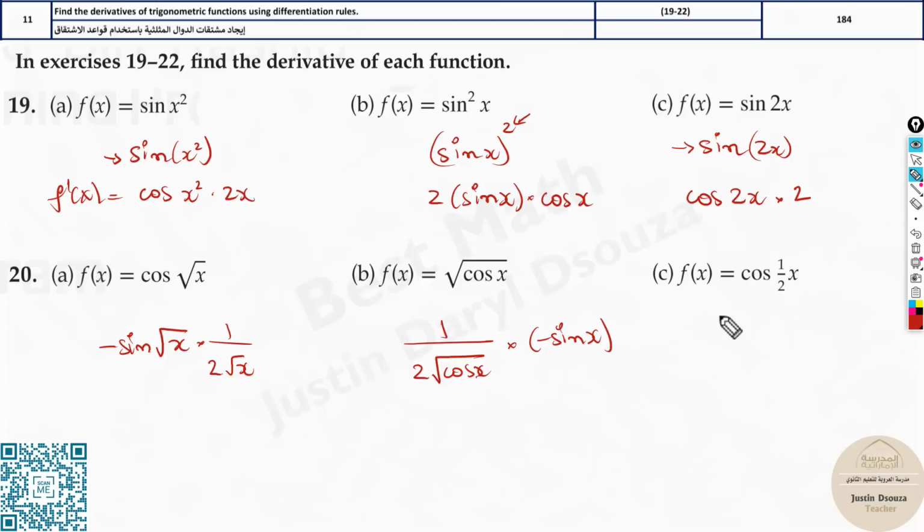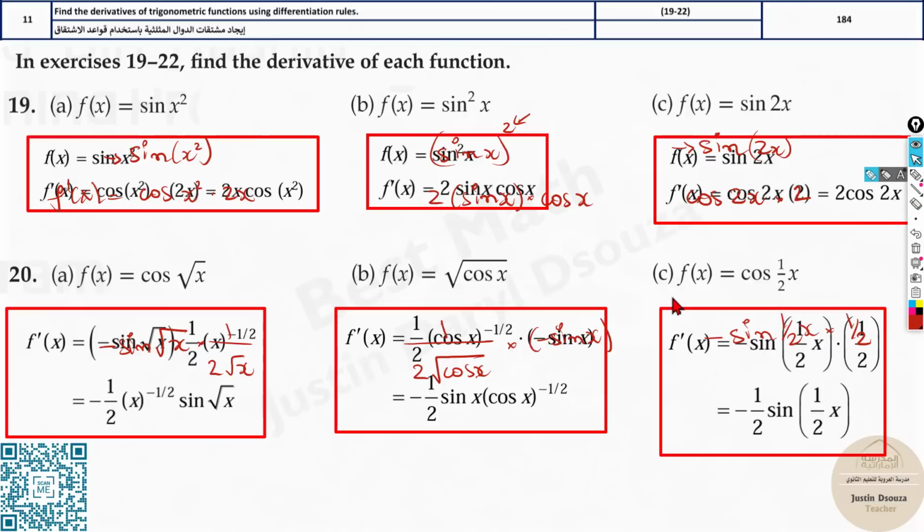And lastly here we have the derivative of cosine is minus sine half of x, then multiply by half, because the derivative of half x is only half, whatever the number that's remaining. So this is how we would solve these problems. You can see here, that's the answers.